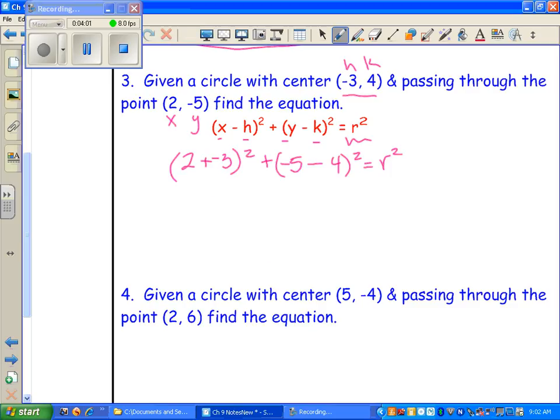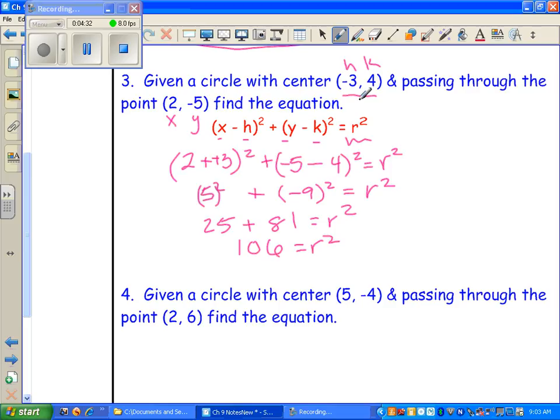So now we're just simplifying, minus and minus is adding. 2 and 3 is 5. 5 squared right there. Plus, this will be a -9. And remember that when you square that, you need to be getting a positive value. 5 squared is 25. -9 squared is 81. So that will be 106. And that is the radius squared.